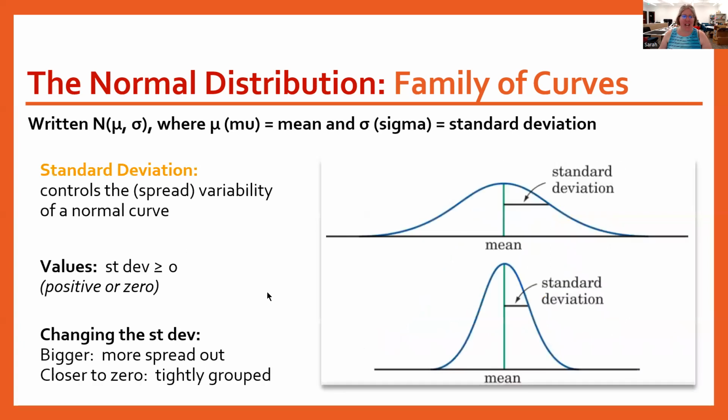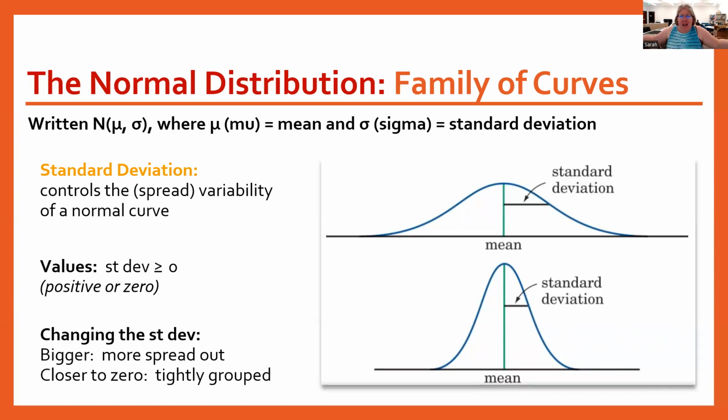The standard deviation controls the spread or variability of the normal curve. The values for a standard deviation are going to be greater than or equal to 0. And in general, for a normal curve, they're always going to be positive. You're not actually going to achieve a 0 standard deviation. What changing the standard deviation does is, the bigger the standard deviation is, the more spread out the curve is. Okay, and remember that the area under the curve is always equal to 1, no matter what the mean and standard deviation are.